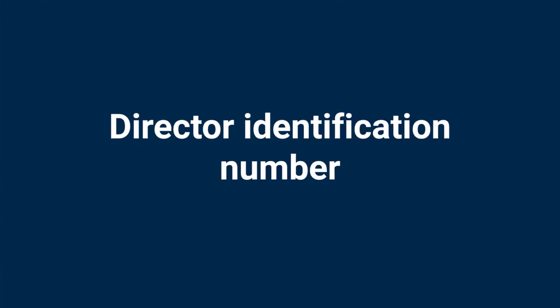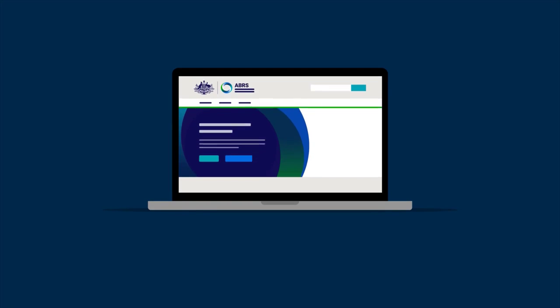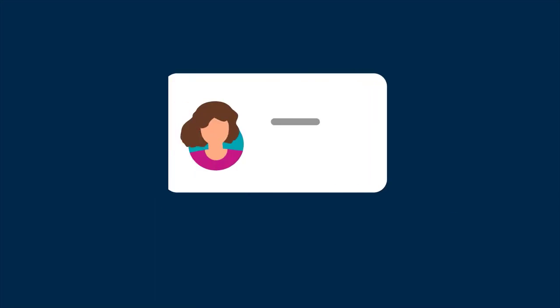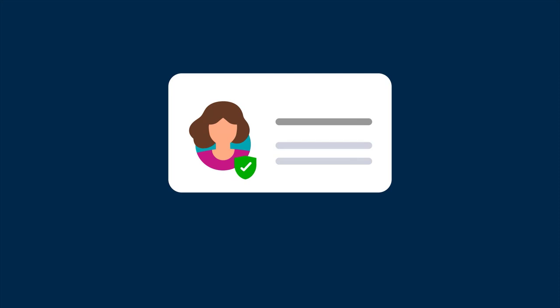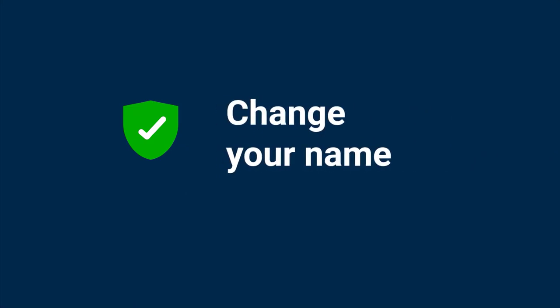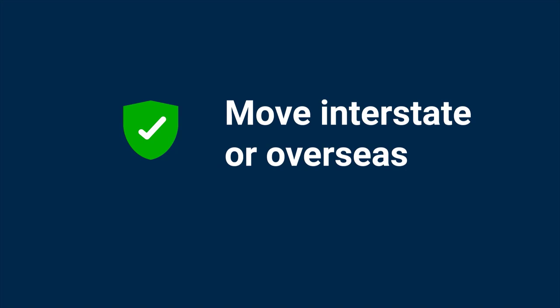Director Identification Number, or Director ID for short, is the first service being introduced on the Australian Business Registry Services. Director IDs are a unique identifier that you'll apply for once and keep forever, even if you change companies, stop being a director, change your name, or move interstate or overseas.